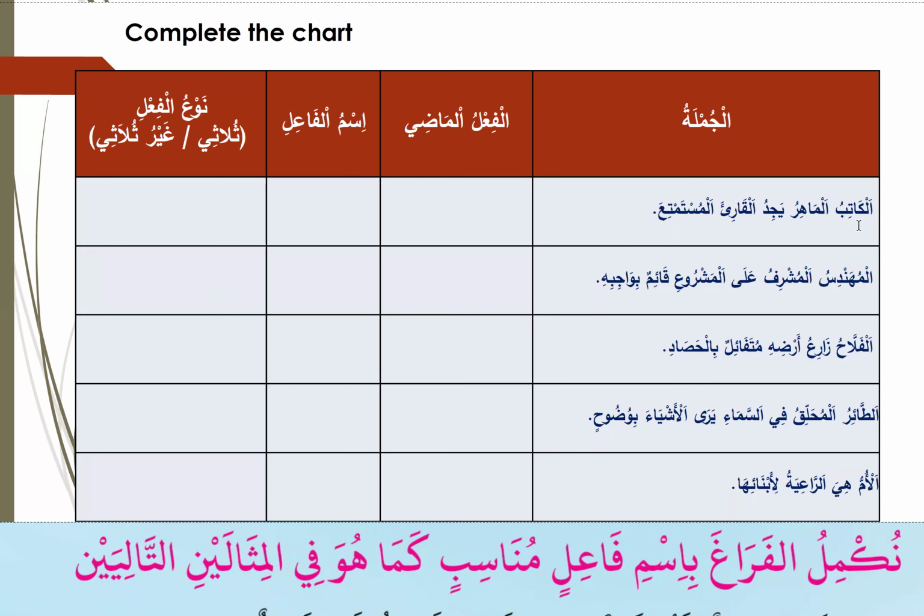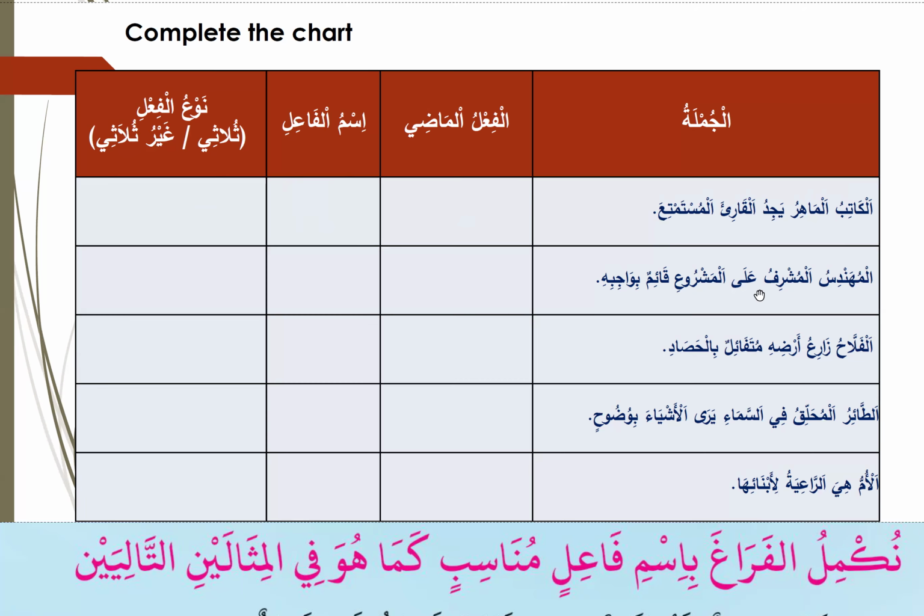So here the fi'l madi, if you take the verb katib, the fi'l madi is kataba. And the ism fa'il is obviously katib. And it is going to be thulathi. Okay. And then we also have qari'a here, and the past tense fi'l madi is qara'a, and the ism fa'il is qari'a, and it's thulathi. Now mustamti' is from the verb istamta'a. Ism fa'il is mustamti' and it's ghayru thulathi.